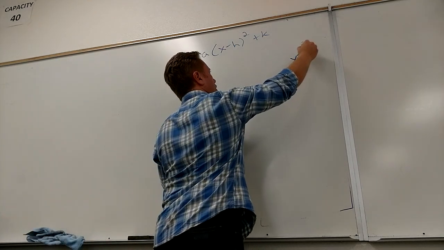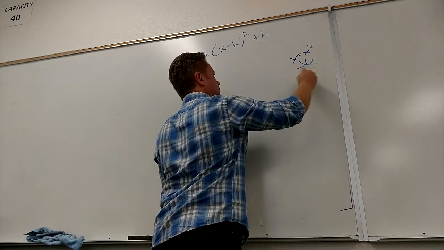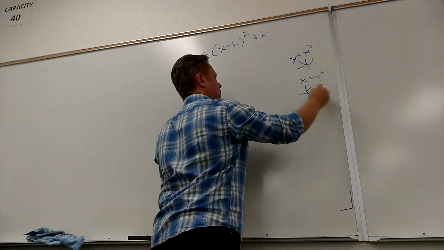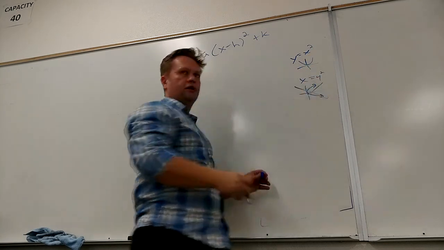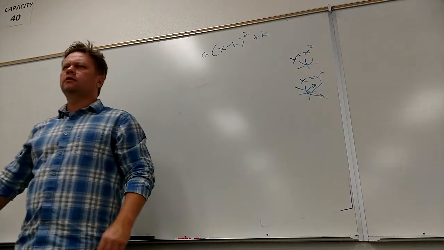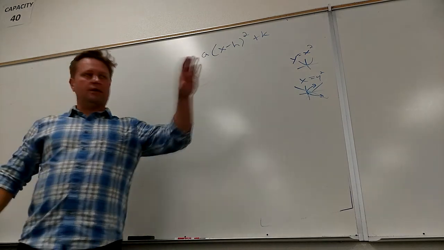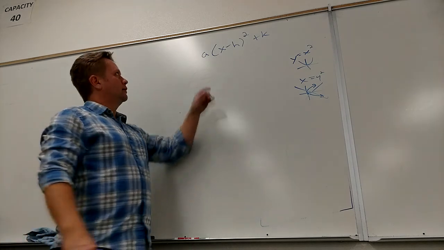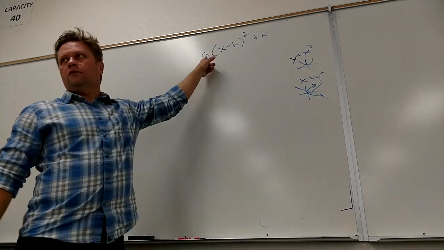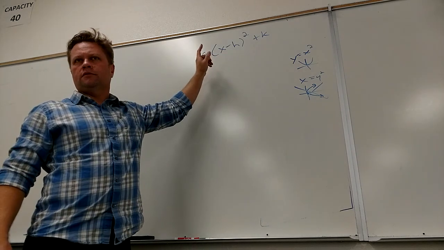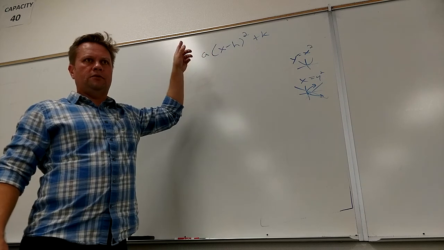Y equals x squared looks like this. X equals y squared will look like this. We don't do left and right yet. You guys do that in pre-calc if you take it. We have a parabola opening that way or that way. If A is positive, it opens up. If A is negative, it opens down.